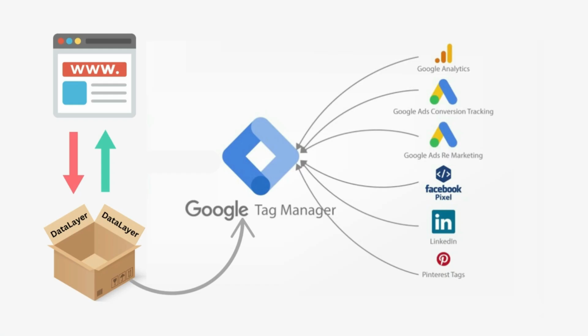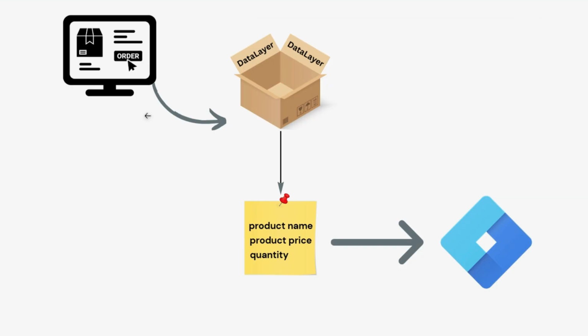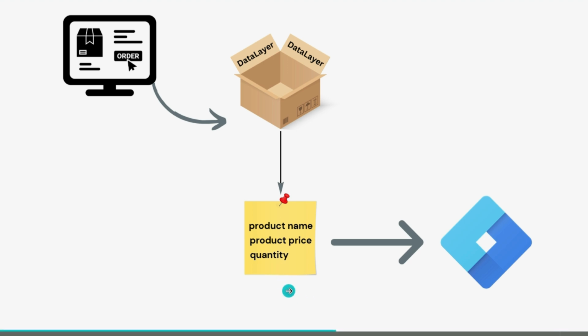Think of the data layer as a container or storage box where your website keeps important information. This information is used by Google Tag Manager to send data to tools like Google Analytics, Facebook Pixel, or any other tracking system. For example, if someone buys something on your website, the data layer might store details like product name, product price, and quantity. It's like passing notes from your website to Google Tag Manager.